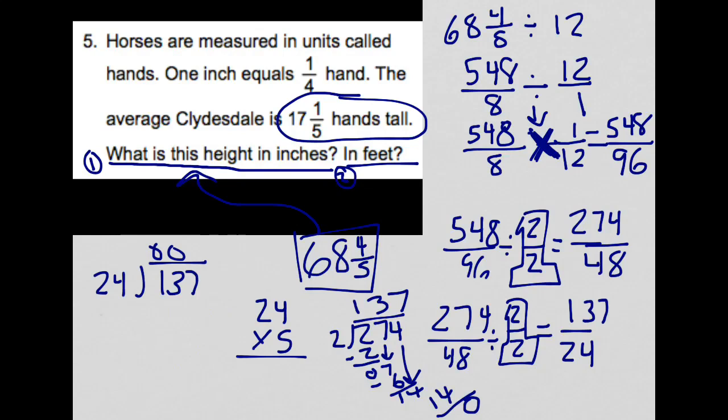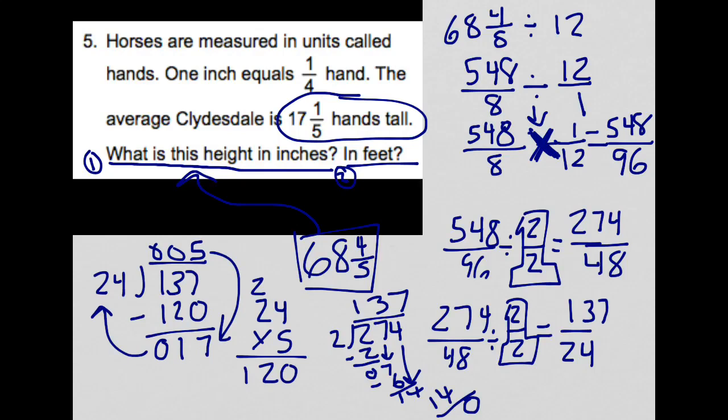So let me see. 5 times 4 is 20. 5 times 2 is 10, plus 2 is 12. 120. If I go above that to 6, I'm going to get a number bigger than 137. So I'm going to put 5 here. And then I'm going to put 120 below. 137 minus 120 is 17. So my answer is 5 17/24. So let me put an arrow going to the second question.